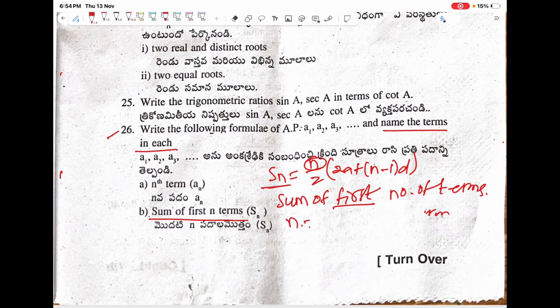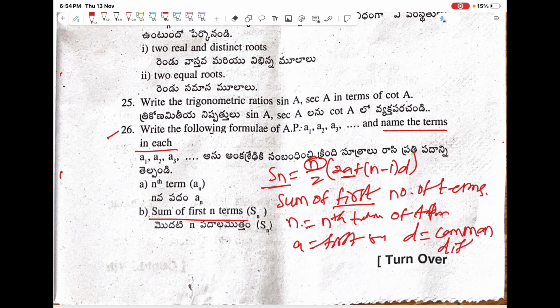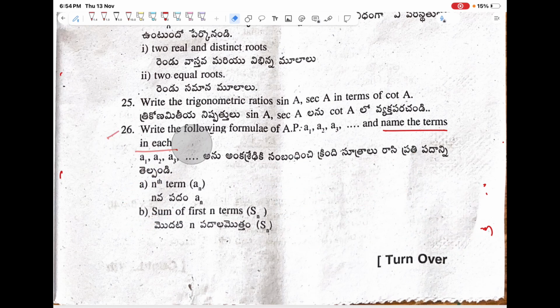And next, n means number of terms or nth term in that given AP. Next one, a means first term only. d means common difference. So that's all. They just ask you formulas and their expansion. So many formulas are asked in this SA1 paper.